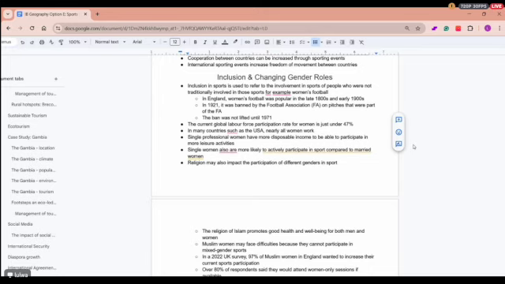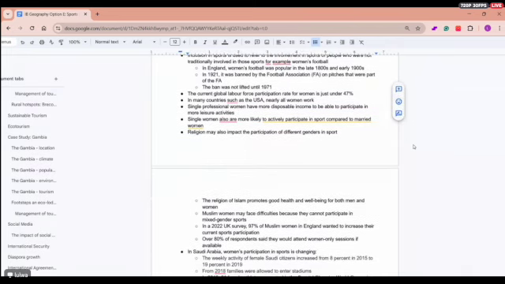Inclusion in sports is used to refer to the involvement in sports of people who are not traditionally involved. For example, in England, women's football was popular in the late 1800s and early 1900s. And the current global labor force participation rate for women is unfortunately just under 47%. In many countries, such as the USA, nearly all women work, and single professional women have more disposable income to be able to participate in leisure activities.